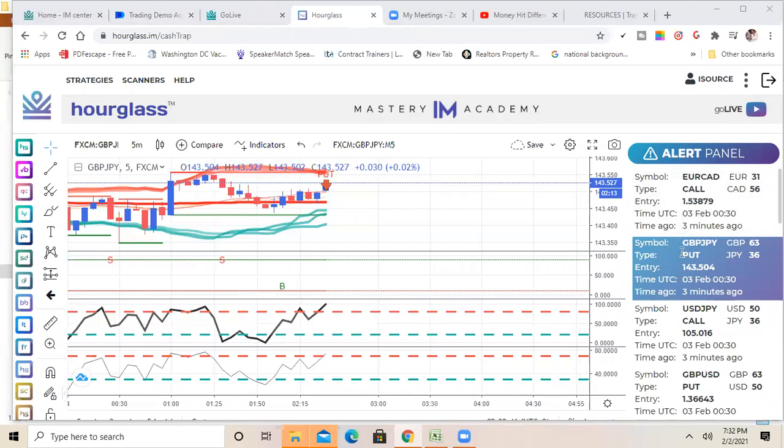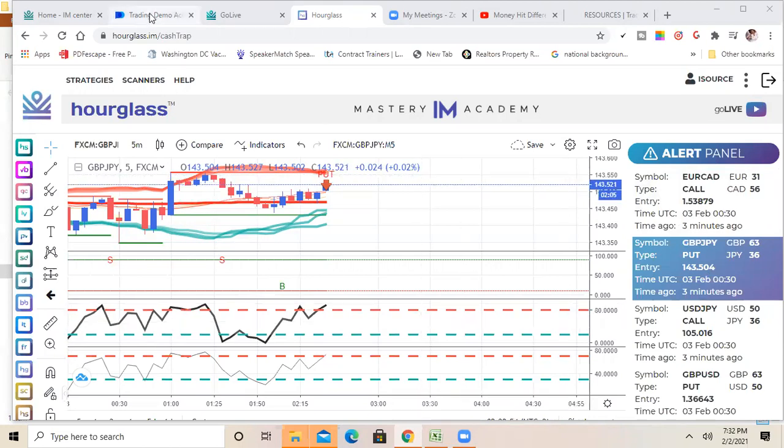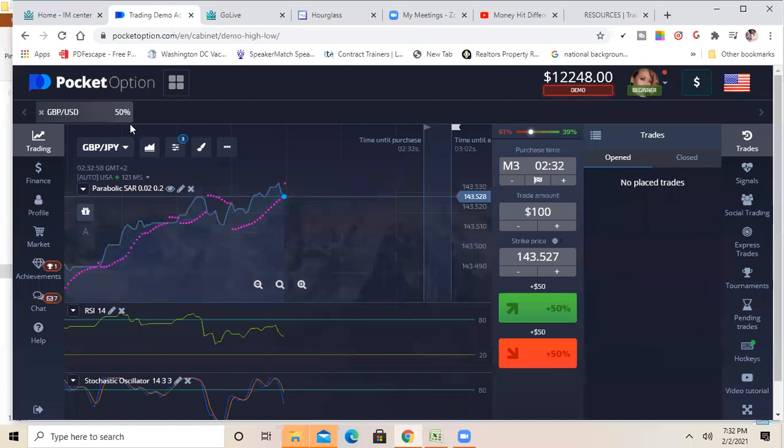Okay? I'm waiting 2 more minutes for GBP, JPY, to see what the result's going to be. As soon as the time hits, I'm going to go back over to my trading platform. I got GBP, JPY already. All I'm going to do is hit either a call or a put when this time hits. Okay?